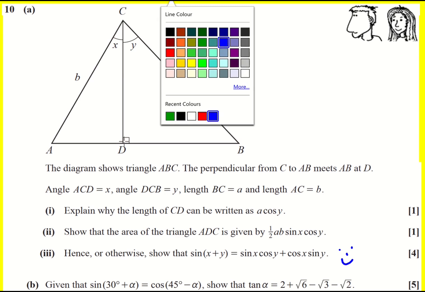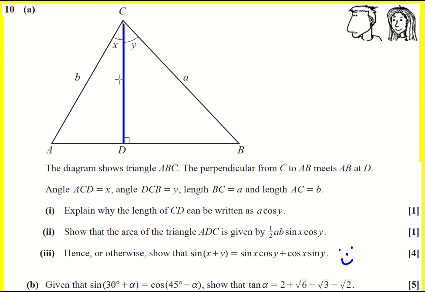Right, I'm going to highlight CD, here it is, and I'm going to focus on this right-hand triangle because it's right-angled, and I've got Y here. So I can write down that cos Y is equal to the adjacent, which is CD, divided by the hypotenuse, which is A. And the result then follows. CD is going to equal A cos Y.